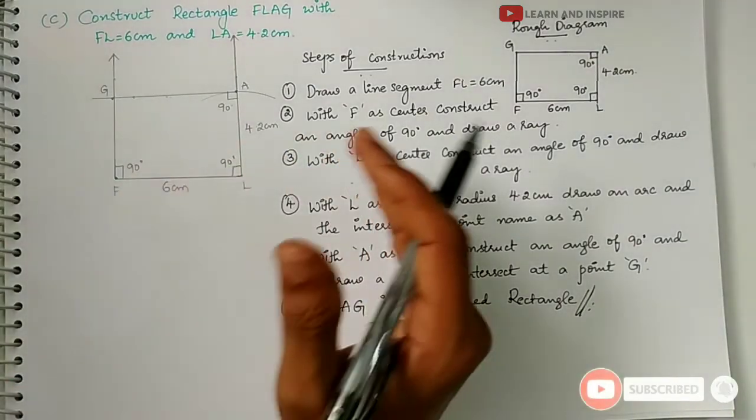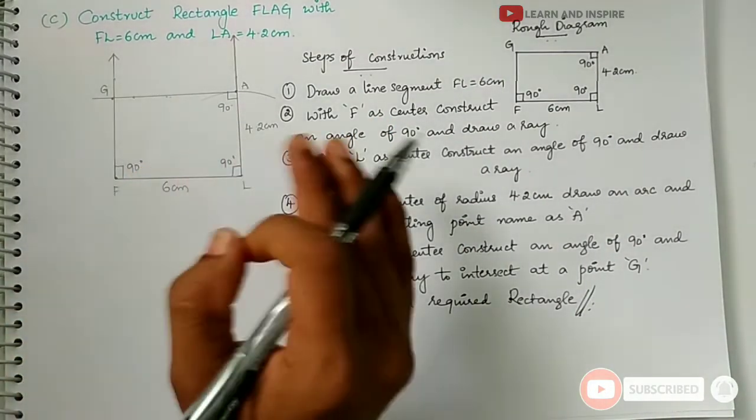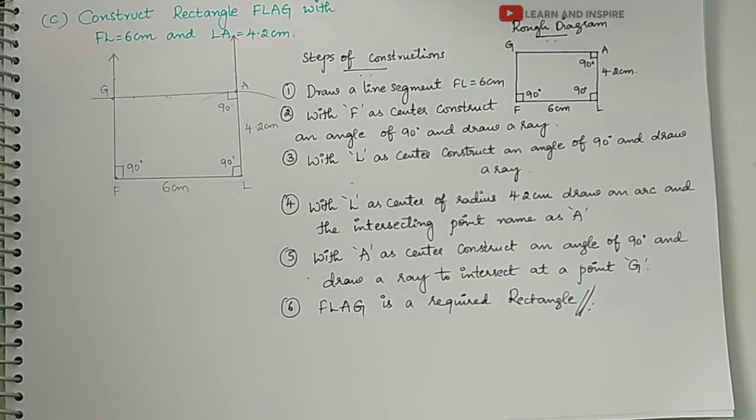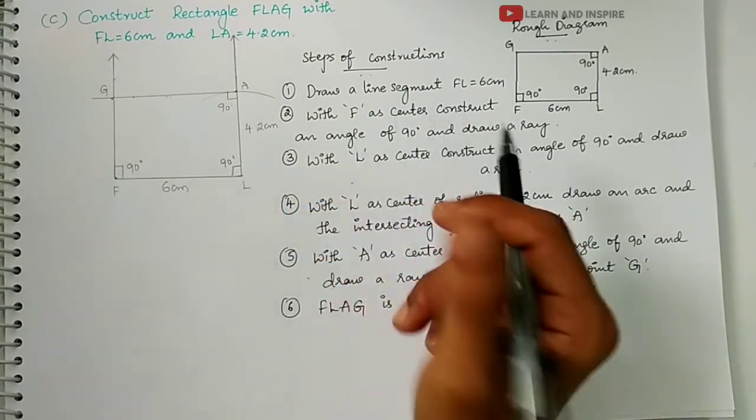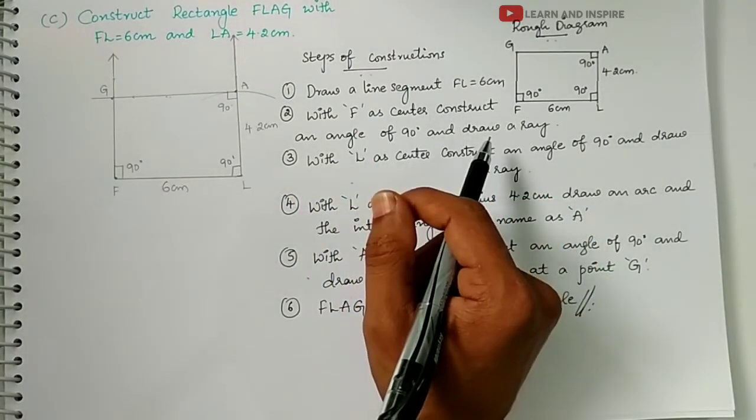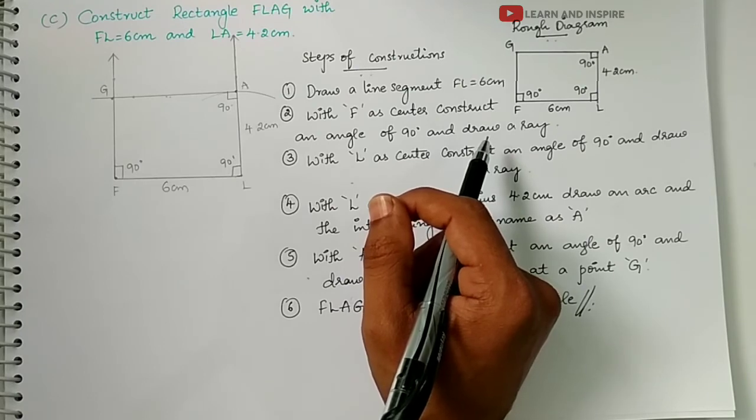Understood? So I hope you all have understood these 3 constructions from exercise 3.4 based on when 2 adjacent sides and 3 angles are given. So in the next class we shall discuss the remaining exercise 3.5 constructions.